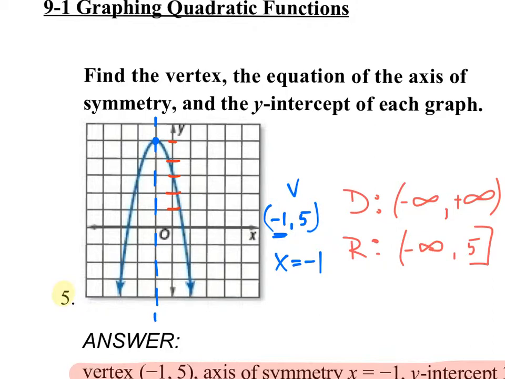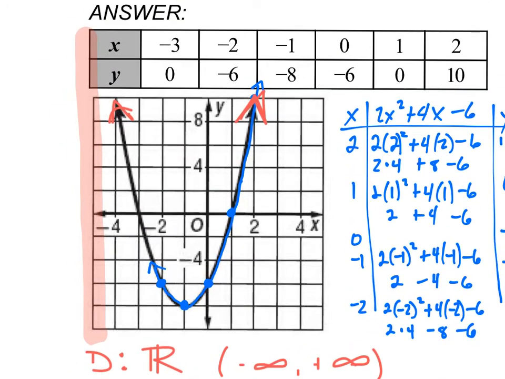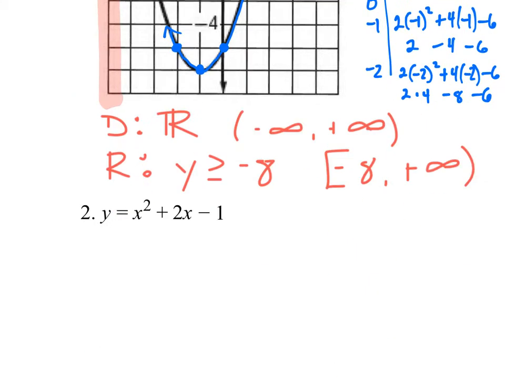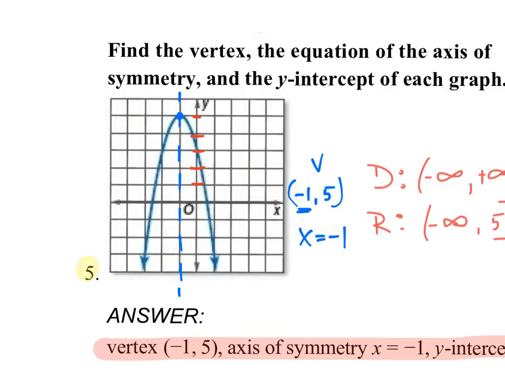Okay, let's go back real quick up here to number 1. Now this one opens up, which means it has a place where I'm going down and then I stop going down and start going back up, which means it has a minimum value. Does that make sense? Okay, and again, the minimum value is the y value of your vertex. So far, so good?